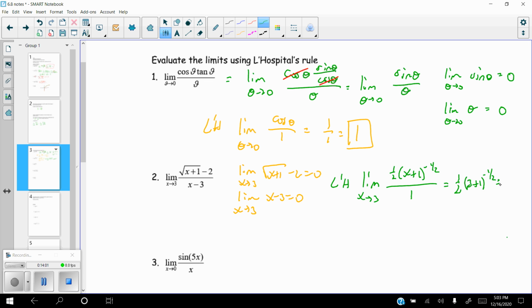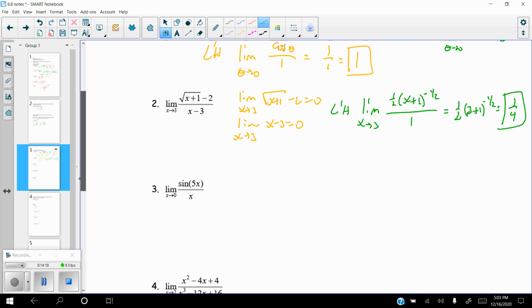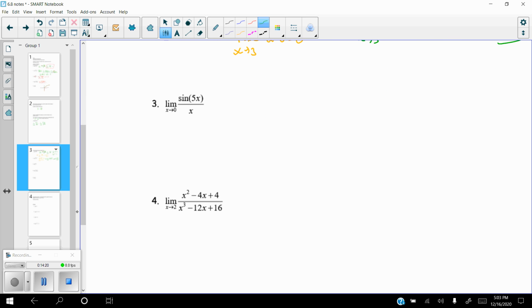4 to the negative 1/2 power is the square root of 4 flipped over. So that's going to be 2, so that's really 1/2. So 1/2 times 1/2 is 1/4. That was the same thing we got on the other side. It's a little bit shorter, especially if you're good with the algebra. Really makes this next one, number 3, very simple.